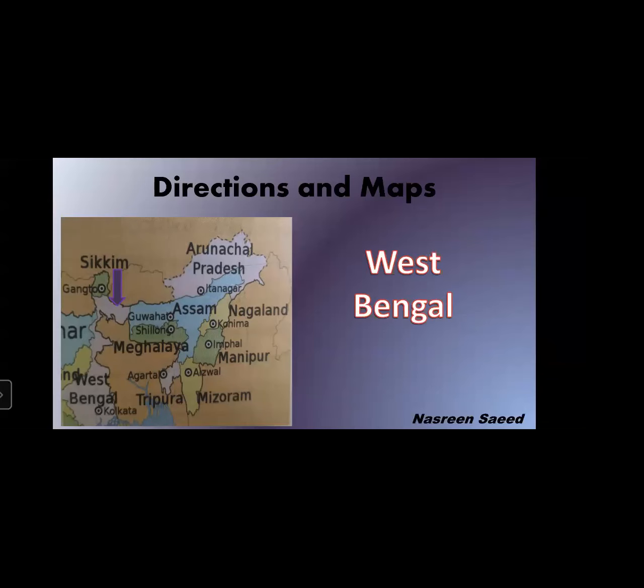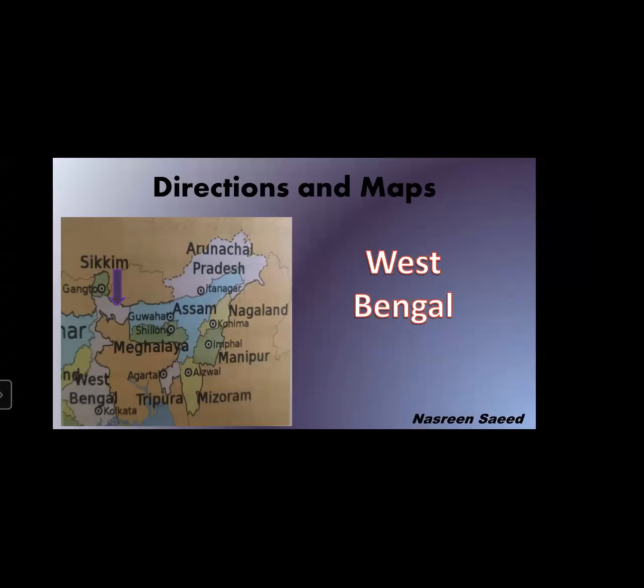Which state is to the west of Assam? This is to the west of Assam. See, can you make out that pink color line to the west of Assam? Yes, that pink color is a part of West Bengal. So, to the west of Assam is West Bengal. It is not Meghalaya or Shillong, it is West Bengal.